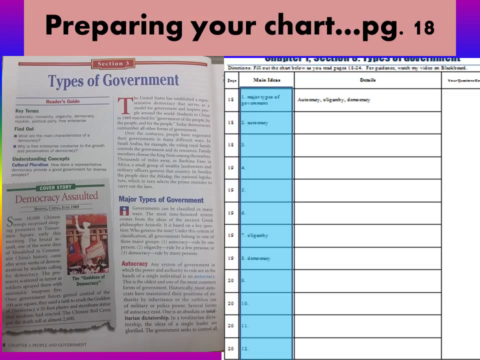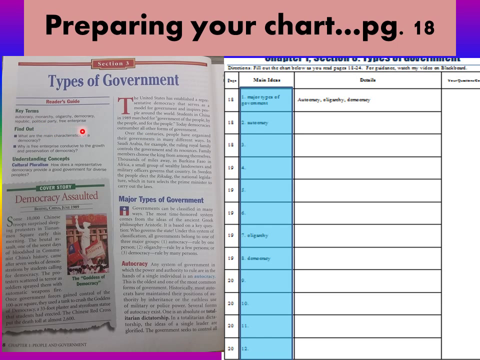Alright, now before we read, we want to make sure that we attack our reader's guide here. So let's see what we should expect when we read. Our key terms: autocracy, monarchy, oligarchy, democracy, republic, political party, free enterprise. So those are the words that you are going to look for in blue throughout the reading.